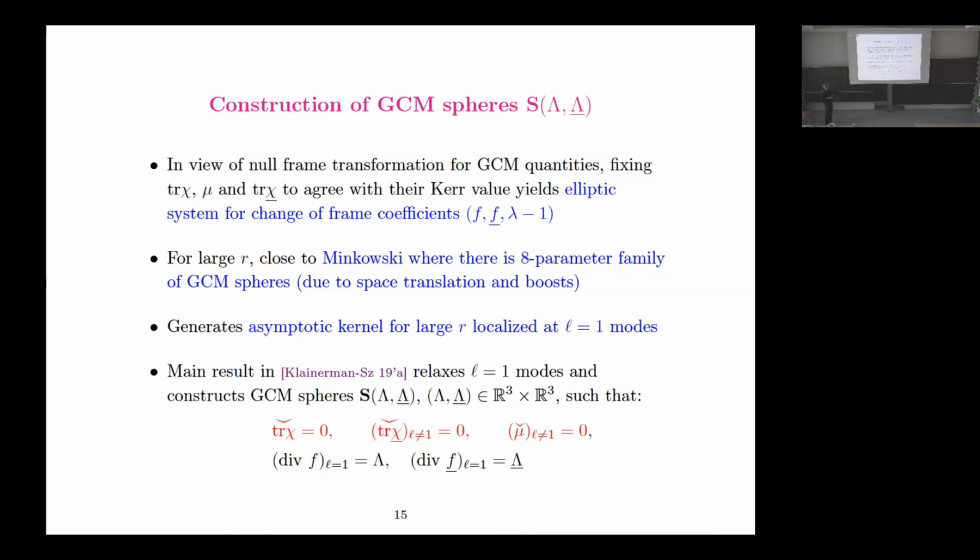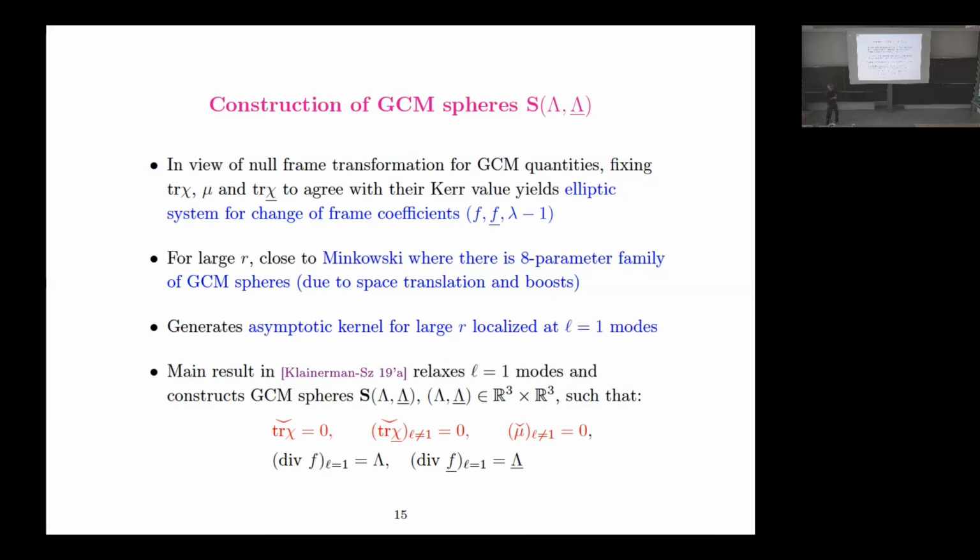So the first result we obtain is that we relax the problem and we first start to construct this 8-parameter family of spheres. Now I have 3 parameters lambda and lambda bar in R3, which correspond to the freedom of the L equal 1 modes. And I relax the quantities to be just fixing the trace. But for trace chi bar and for mu, you just fix everything except the L equal 1 modes to be equal to the Kerr value. And then, because you have an added freedom of lambda and lambda bar, you just use it to fix the divergence of F and divergence of F bar to be the value of the L equal 1 modes, because this is the part that you cannot quite invert in your elliptic system.